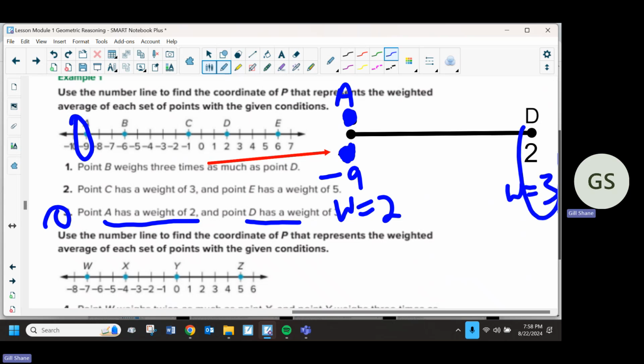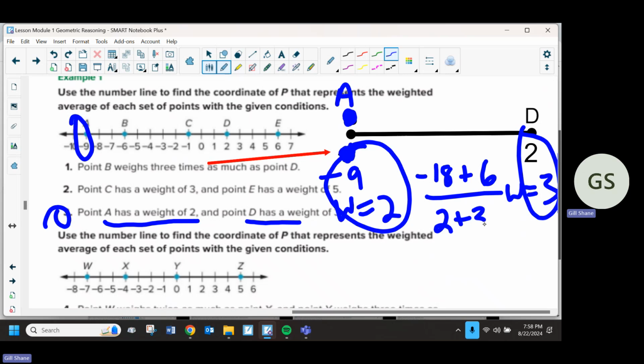And now I just do my formula. Circle, circle, circle, circle. That -9 times 2 is -18, plus 2 times 3 is 6, divided by all of the weights added together. So we should, I believe, get -12 divided by 5. So the answer was, and I remember this is correct, -2.4.